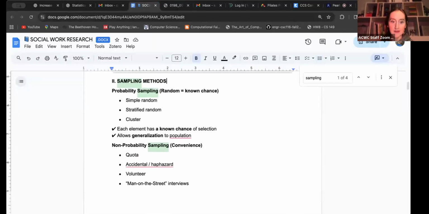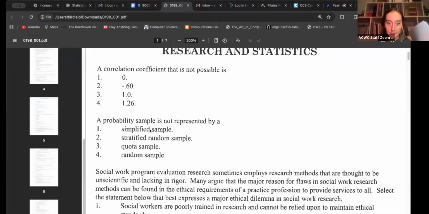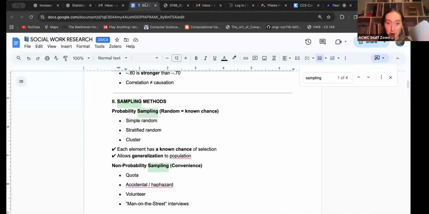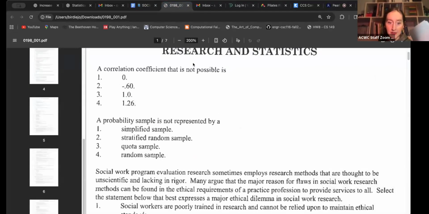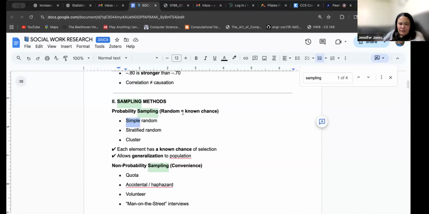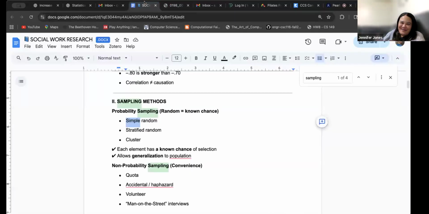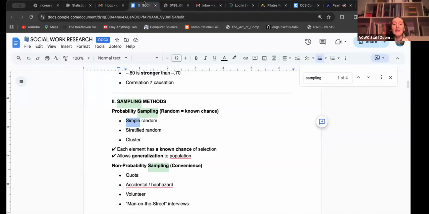I want to go back up again. I feel like this is gaslighting me. Let's see. Probability sampling, simple random. That's simple random. Stratified random. Random. Okay, and yet it's saying simplified sample. Oh, is that what it is? Do you see how this says simple random right here, guys? Yeah. Simple random, but this says simplified sample. Oh my word.